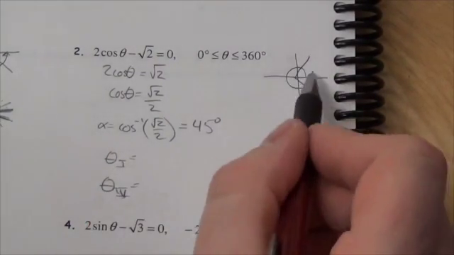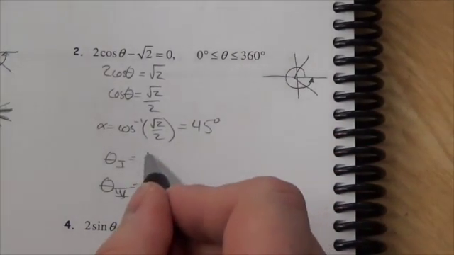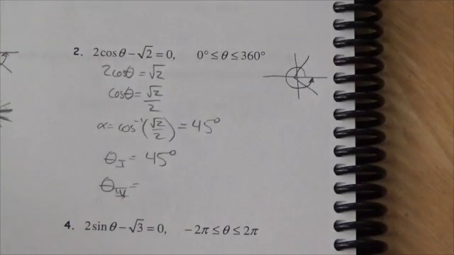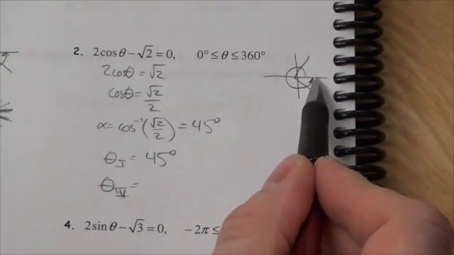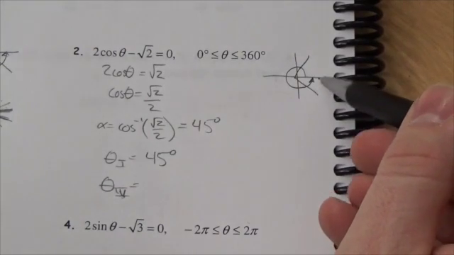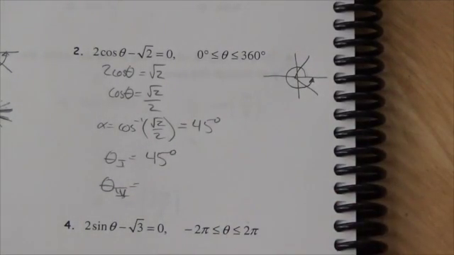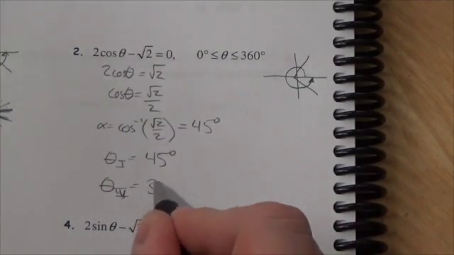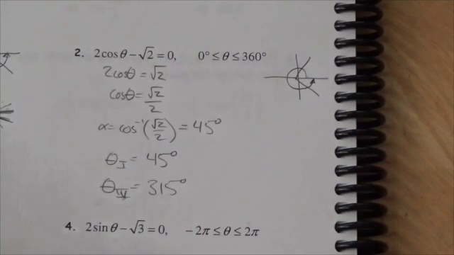Now, in the first quadrant, the reference angle and the rotation angle are the same. So in the first quadrant, that's the easy one. It's going to be 45 degrees. Now, in the fourth quadrant, I would come all the way around to 360, but then I've got to come back the 45 degrees. So it's going to be 360 minus 45, or 315 degrees. And those are our answers, 45 and 315.